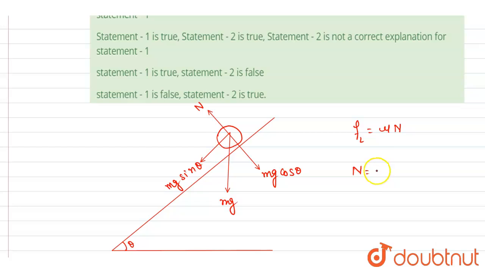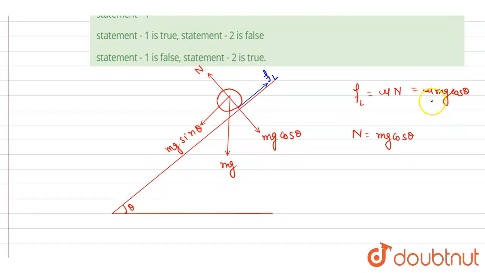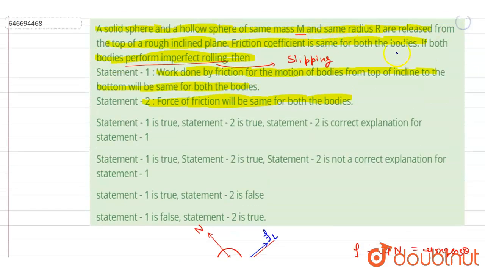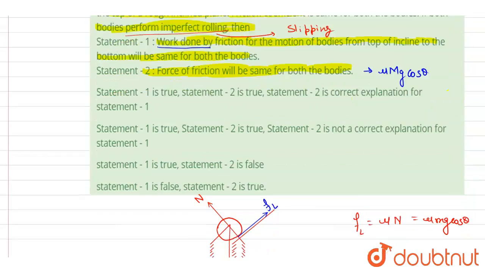you can see it is not able to move perpendicular to the incline. So it is mu mg cos theta, right? So this will be the limiting friction that will act on the body. In both the cases, the mass is same, so the friction force will be simply mu mg cos theta, right? Now the first statement says that the work done is also same.